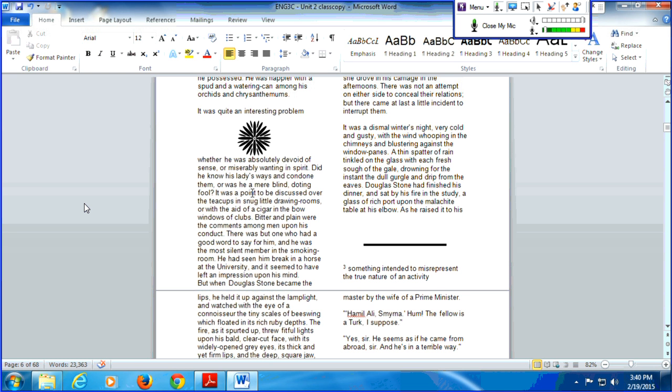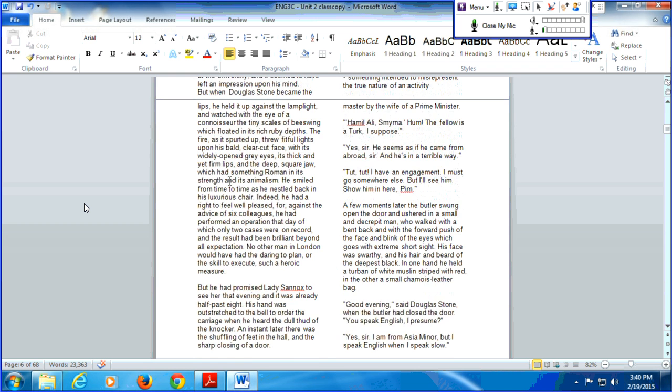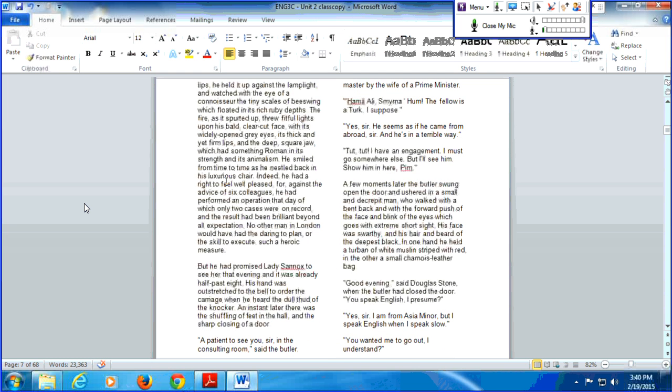Douglas Stone had finished his dinner, and sat by his fire in the study, a glass of rich port upon the malachite table at his elbow. As he raised it to his lips, he held it against the lamplight, and watched with the eye of a connoisseur the tiny scales of beeswing which flowed in its rich ruby depths. The fire, as it spurted up, threw fitful light upon his bald, clear-cut face, with its widely open gray eyes, its thick and yet firm lips, and the deep, square jaw which was something Roman in its strength and its animalism. He smiled from time to time as he nestled back in his luxurious chair.